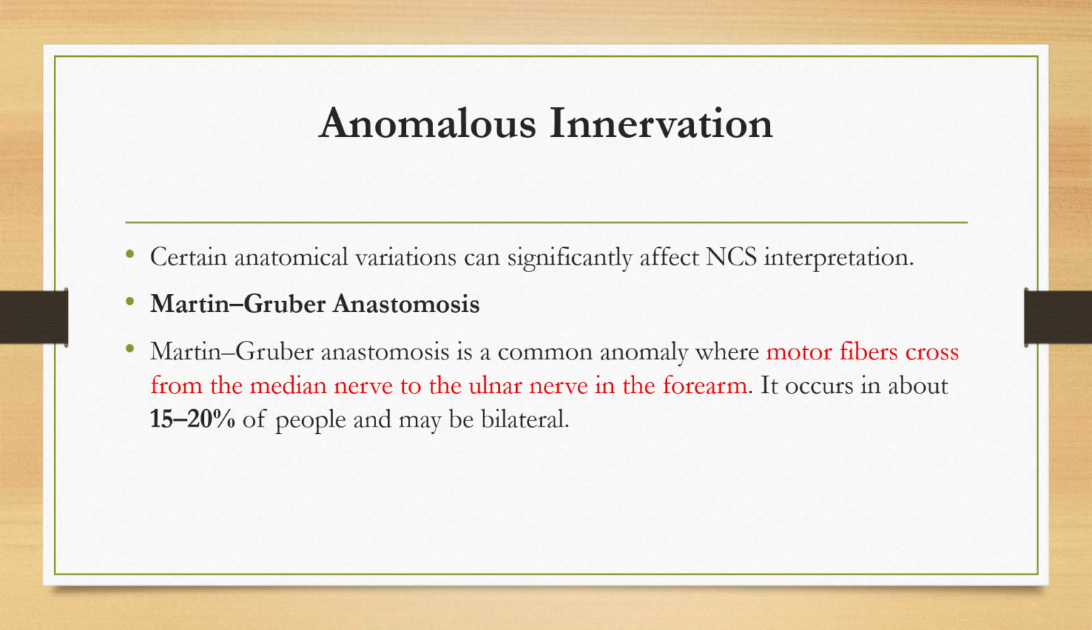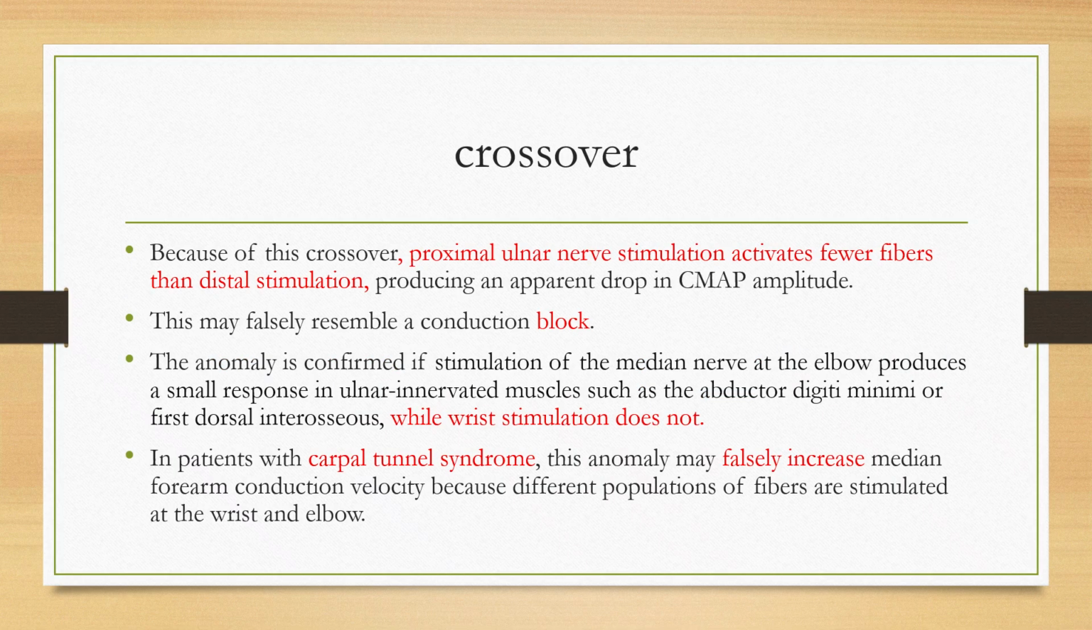Anomalous innervation. Certain anatomical variations can significantly affect NCS interpretation. Martin-Gruber anastomosis. Martin-Gruber anastomosis is a common anomaly where motor fibers cross from the median nerve to the ulnar nerve in the forearm. It occurs in about 15 to 20% of people and may be bilateral. Because of this crossover, proximal ulnar nerve stimulation activates fewer fibers than distal stimulation, producing an apparent drop in CMAP amplitude. This may falsely resemble a conduction block.